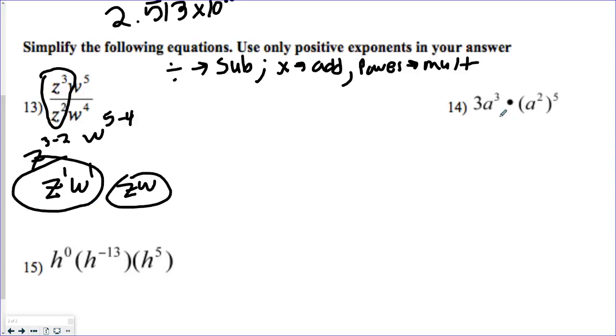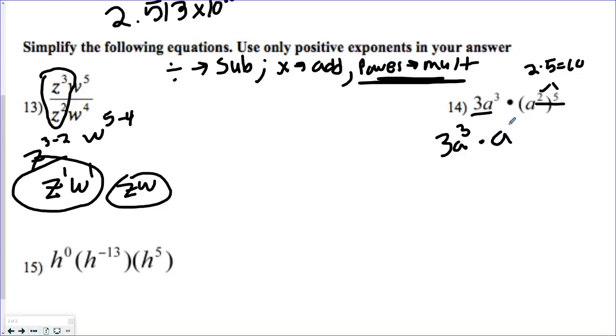Same for 14. So 14, we're going to leave this as it is for right now, 3a to the third. And in this case, we have a to the second and to the fifth. So we have two exponents back to back. And that's what this rule is for. That means that you're going to multiply them together when you see two exponents back to back. So this is going to be 2 times 5, which is 10. And so we'll get times a to the 10th.